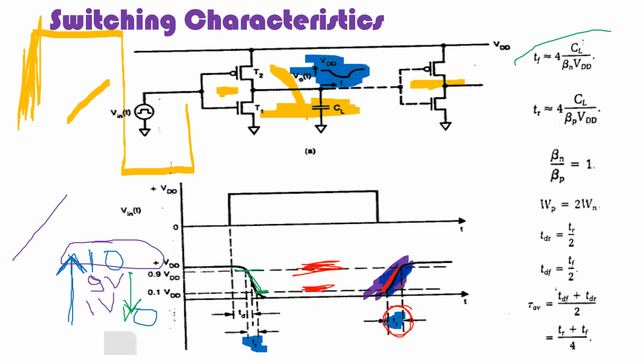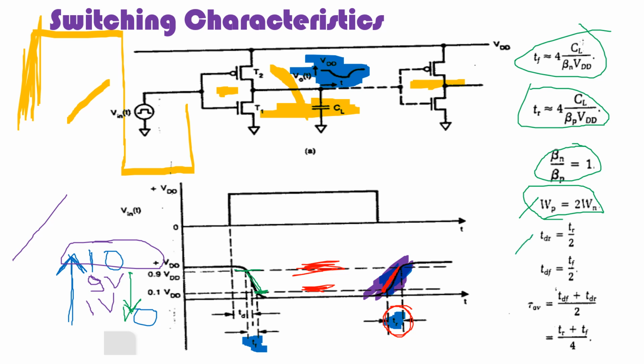And here we have two formulas. This is the rise time formula and the fall time formula. This is the beta ratio. Actually, when the beta ratio changes, the rise time and fall time all change. And here we have the general rule: WP should be 2 times WN. Why is it so? The width of the PMOS is doubled. Why is it doubled? Because PMOS has less speed compared to NMOS.